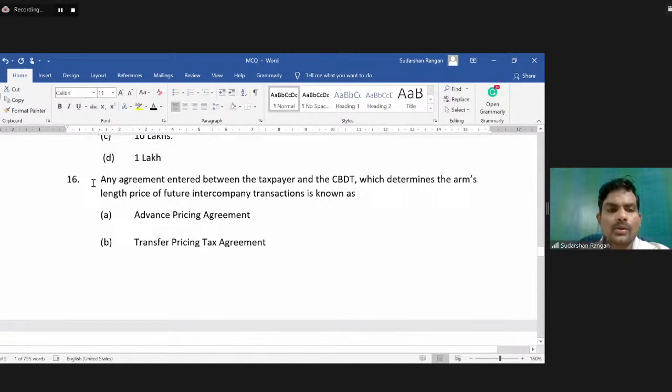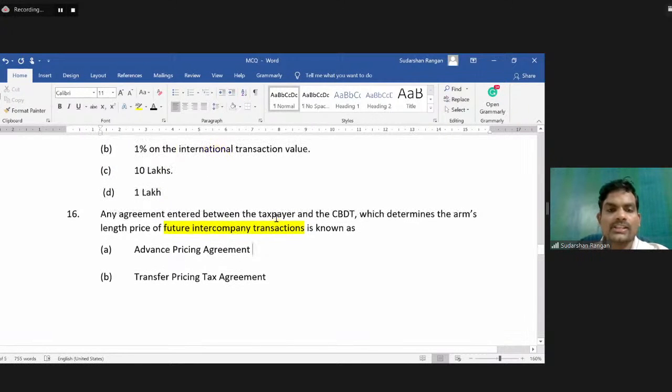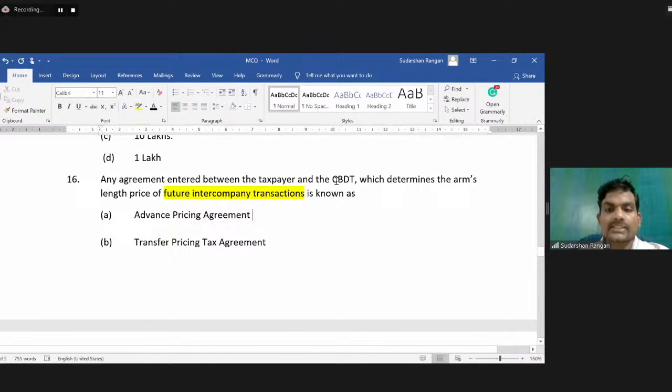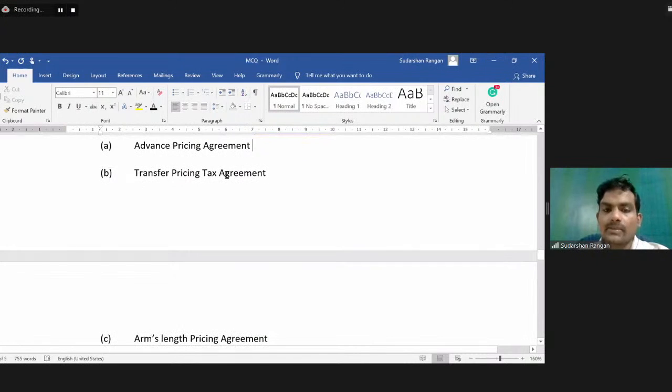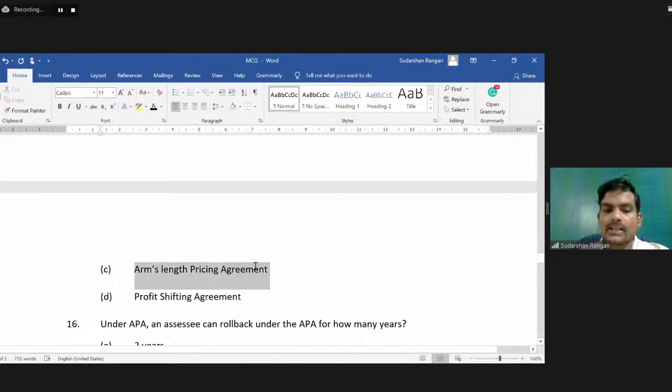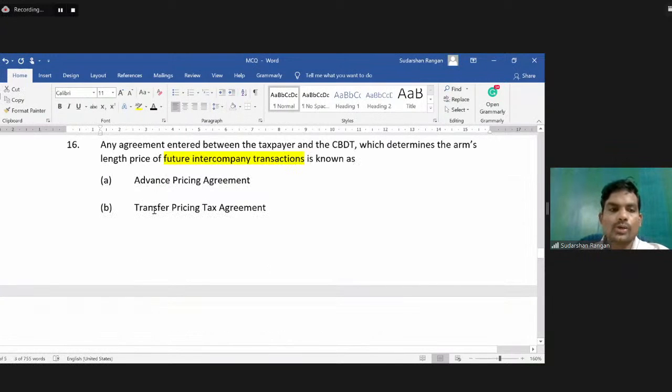Now, with regards to question number 16, any agreement entered between the taxpayer and the CBDT which determines the arm's length price of future intercompany transactions. This is a giveaway: future intercompany transactions. So we are talking about future transactions, an agreement entered between the taxpayer and the CBDT. Remember, we discussed the dispute prevention mechanism. This is one of the dispute prevention mechanisms. What is it called? Is it an advance pricing agreement, transfer pricing tax agreement, arm's length pricing agreement, or profit shifting agreement? I want you to answer which of these applies for question number 16.